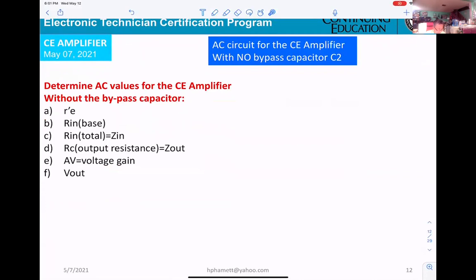G out, RC will be no different. However, the voltage gain guarantee they will be different. The thing is the gain will be going down.